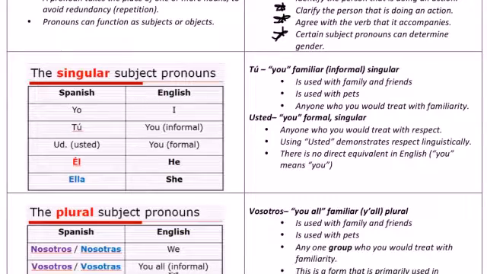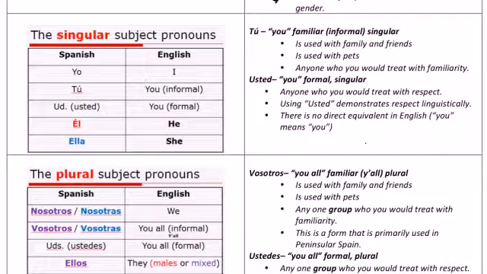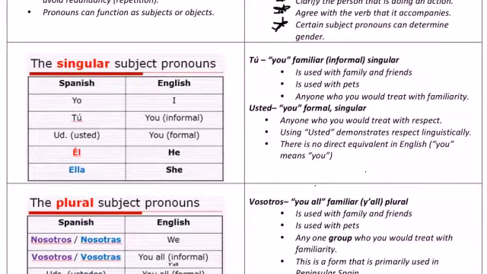In this next box, we can see that there are singular subject pronouns, and below that we can see that there are plural subject pronouns. Here are a few things to keep in mind as far as Spanish and subject pronouns. The list of Spanish subject pronouns are as follows. We have yo, tú, usted, él, ella. In this column, we see the English counterparts.